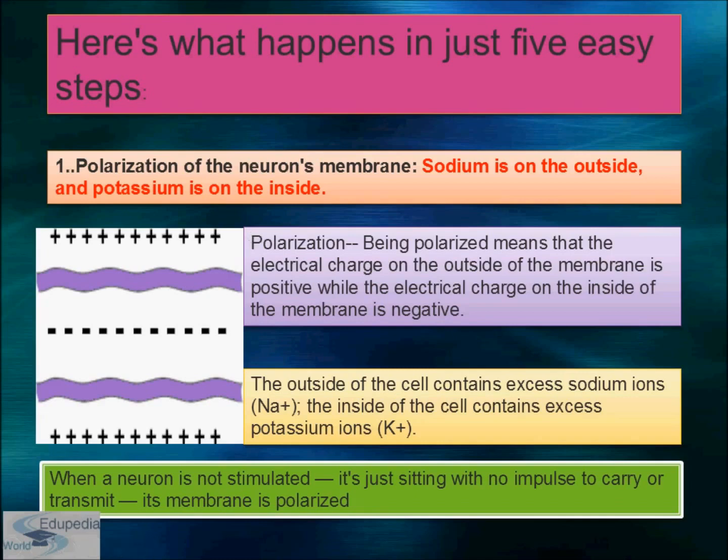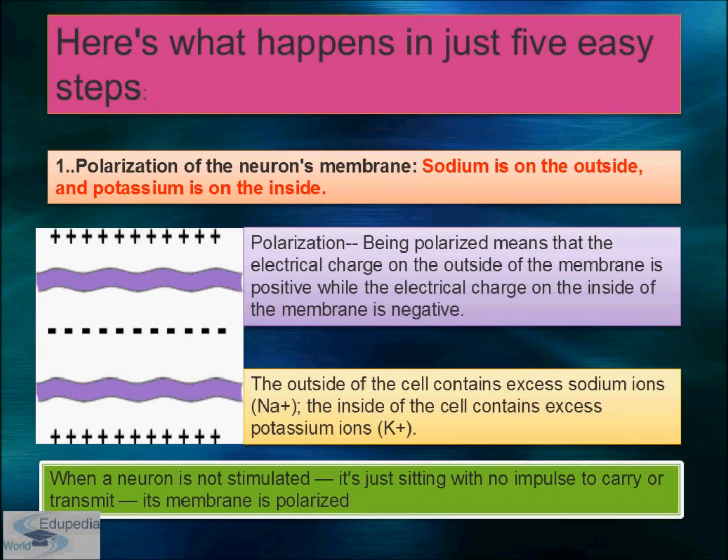The outside of the cell contains excess sodium ions, and the inside of the cell contains excess potassium ions. That means potassium ions are inside and sodium ions are outside. That is known as polarization of the neuron membrane, which is the first step of the transmission of nerve impulse.